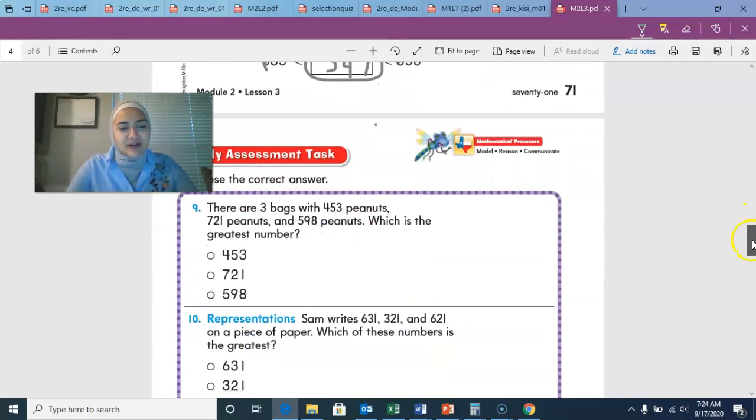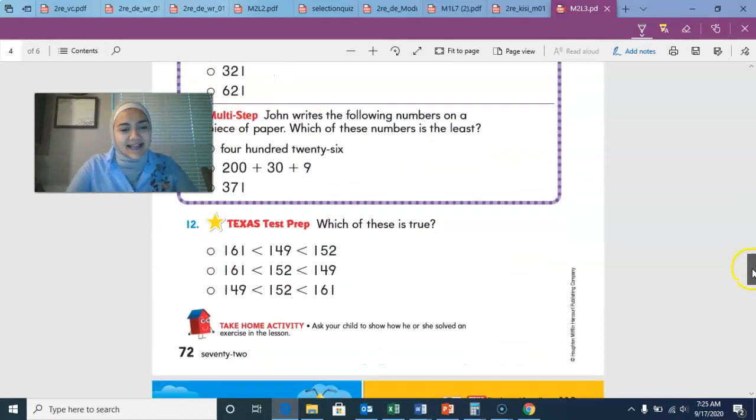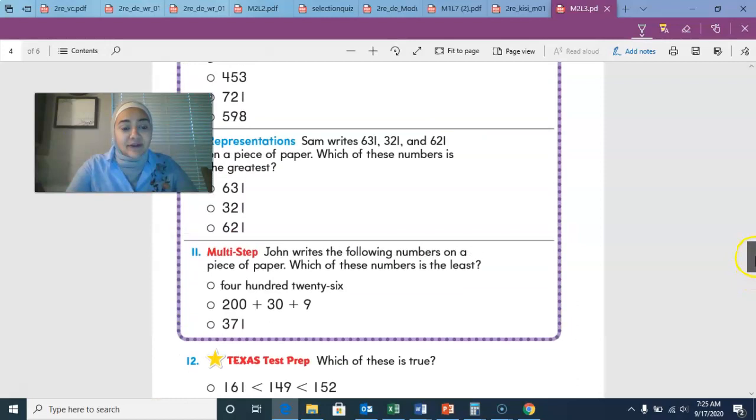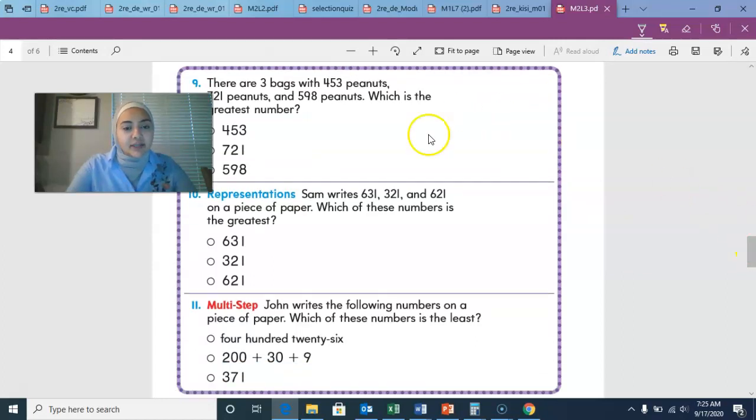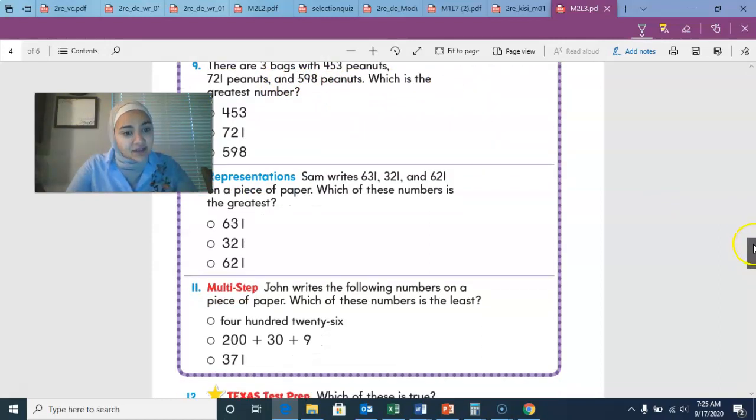Okay. You are going to work on number 9, 10, 11, and 12. It is very important that you show me your ones, tens, hundreds place value chart. Make sure you do that and you plug in all the numbers. Make sure you are circling the numbers and underlining the question as you read. That's very important. It's a test-taking strategy.